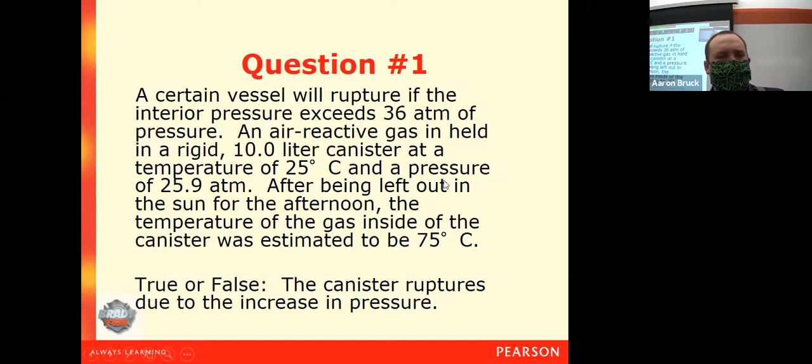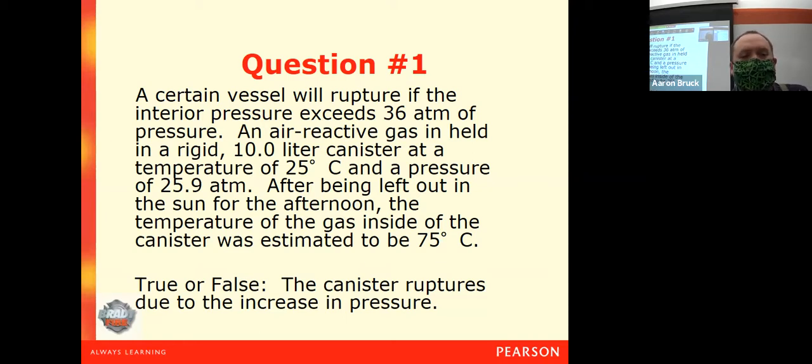All right, I'm going to let you all try this one. A certain vessel will rupture, explode, if the interior pressure exceeds 36 atmospheres of pressure. We have an air-reactive gas in a rigid 10-liter canister at a temperature of 25 Celsius and a pressure of 25.9 atmospheres. After being left out in the sun for the afternoon, the temperature inside the canister was estimated to be 75 Celsius. True or false? The canister ruptures.